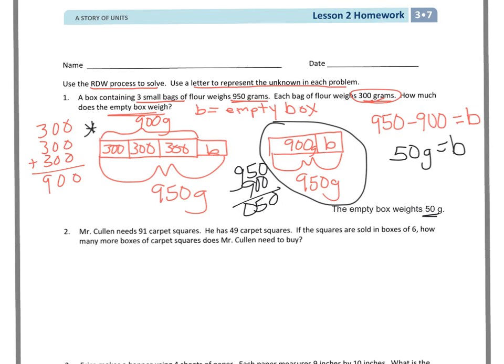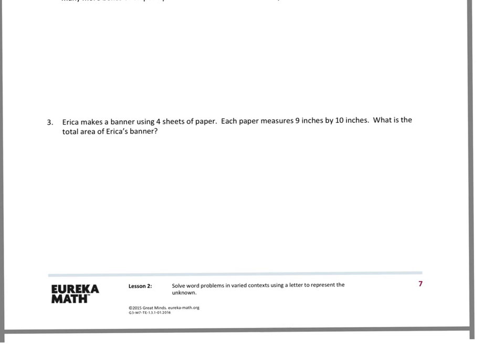Let's go to question 3, and it says, Erica makes a banner using 4 sheets of paper. Each paper measures 9 inches by 10 inches. What is the total area of Erica's banner? So I'm going to use, again, I'll use B for the total area of the banner. So I'm going to use this part of it right here. The total area of the banner is going to be my variable or my letter.